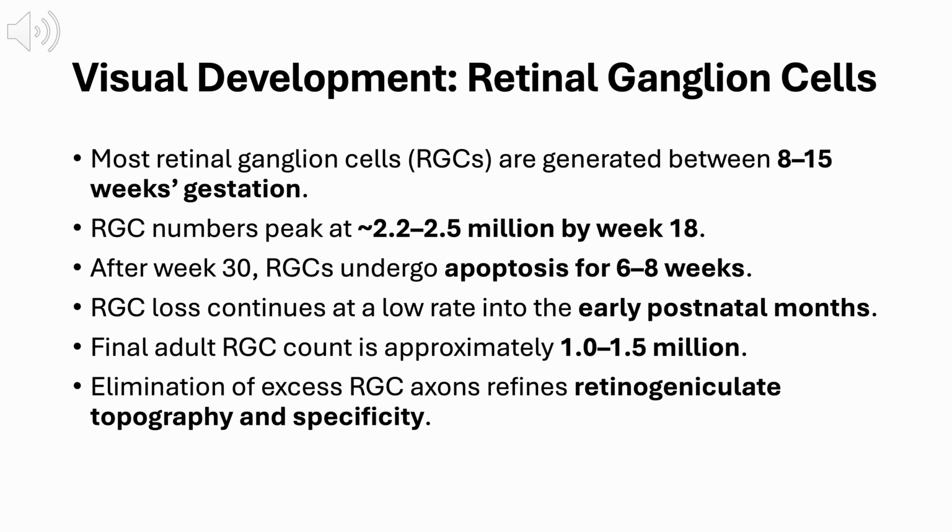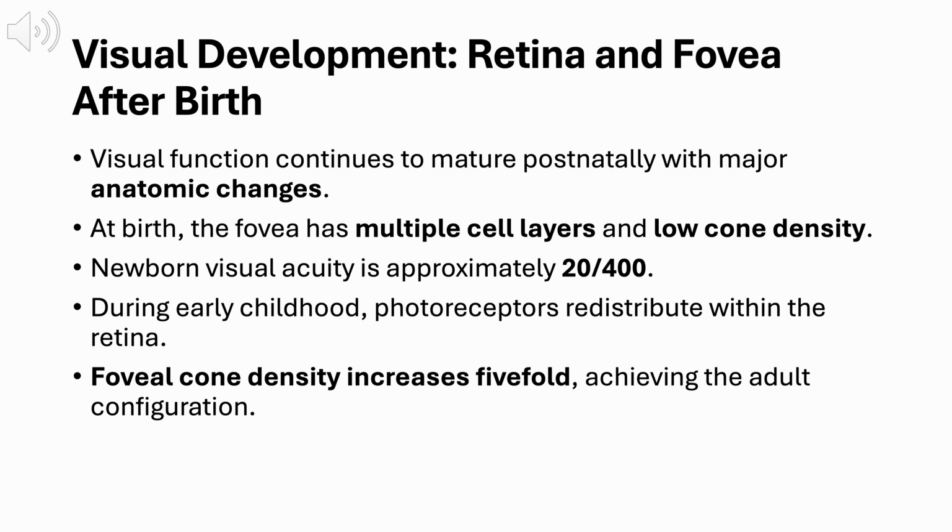This pruning is essential. Removing excess ganglion cell axons sharpens the wiring between the retina and the lateral geniculate body, refining topography and specificity. In other words, it's how blurry, messy early wiring becomes the precise visual system needed for binocular vision and stereopsis. This slide emphasizes that vision is still under construction after birth, especially at the level of the retina and fovea.